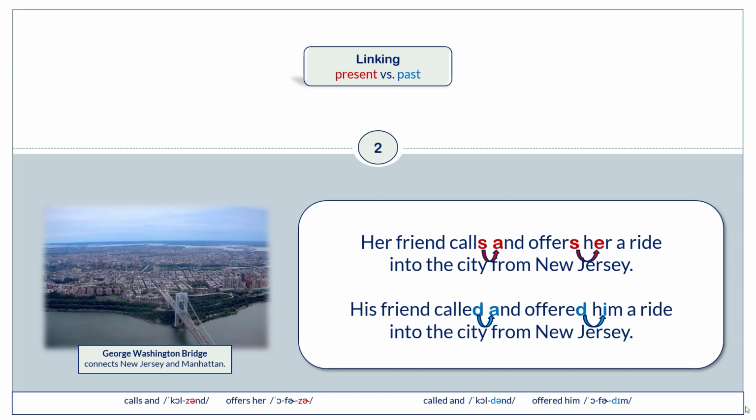Her friend calls and offers her a ride into the city from New Jersey. His friend called and offered him a ride into the city from New Jersey. Calls and offers her. Called and offered him.